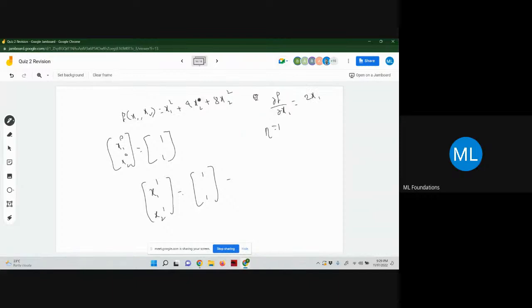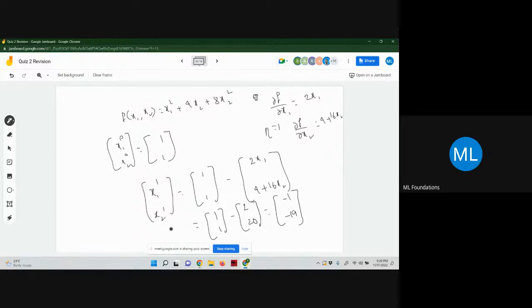Okay, because this x2 and then this x2 square will be 0, because they do not have the x1 values. And then ∂f/∂x2 will be equal to 4 plus 16 x2. So now this will be equal to minus 2x1, 4 plus 16 x2. Let me just substitute the values. x1 is 1 and x2 is also 1, so that gives you 1, minus 2, and 4 plus 16, which gives you 20. So this is going to be equal to minus 1, minus 19. Okay, so from this minus 1, minus 19, we will go further.